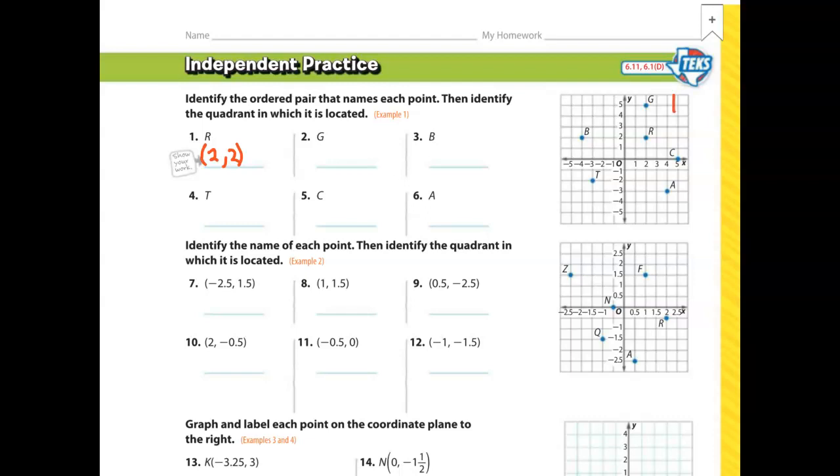This is actually quadrant 1. Positive and positive is quadrant 1. So I'm going to write quadrant Q1. All right, you're going to do the rest of the problems 1 through 6 in the same fashion.